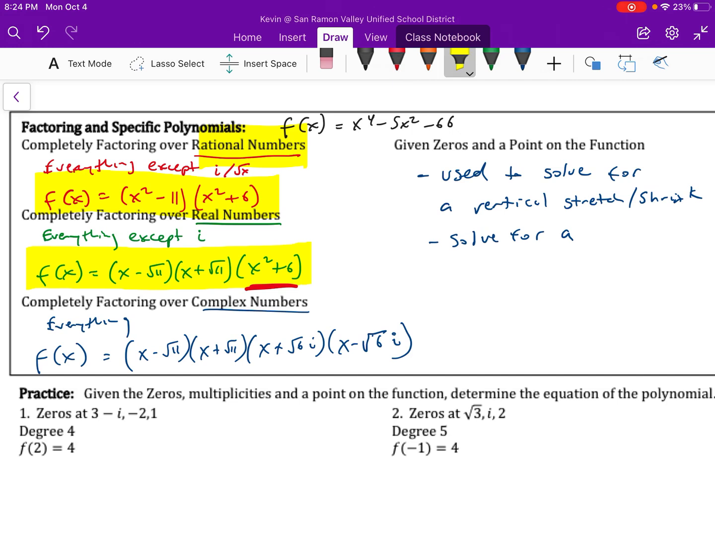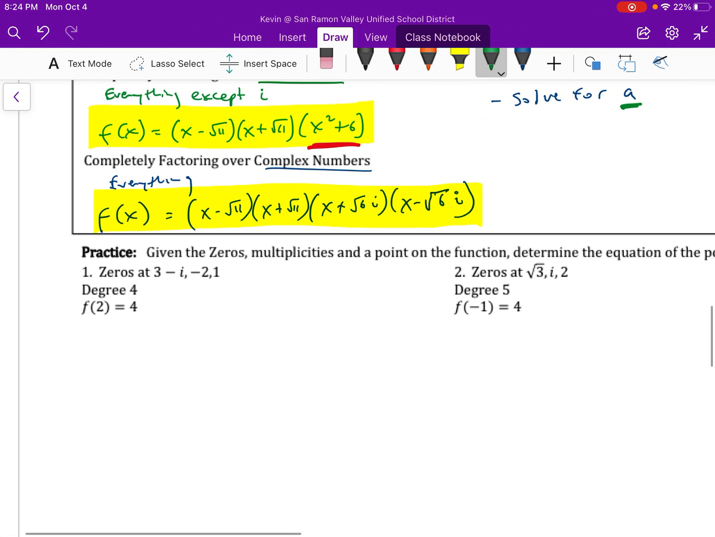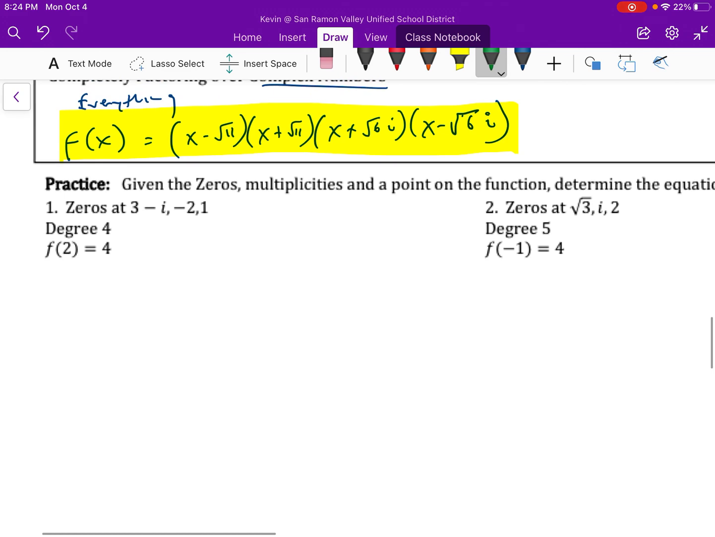And then factoring over complex numbers means we can basically do everything in there. We bring in our radicals, our irrational numbers. We bring in our imaginary numbers. And the other thing is, given zeros and a point on a function, we can use that to solve for vertical stretch or shrink. In other words, we're going to solve for the a in our equation. So we'll take a minute and look at what that means.